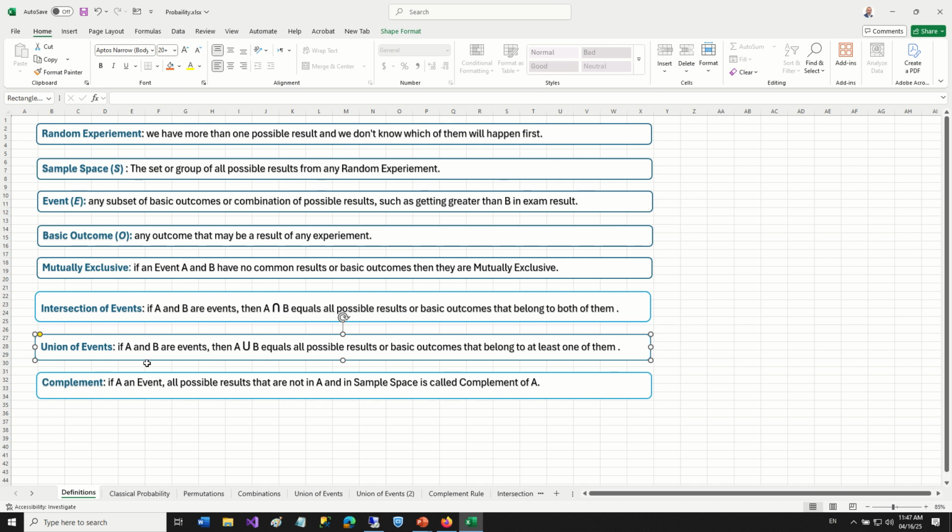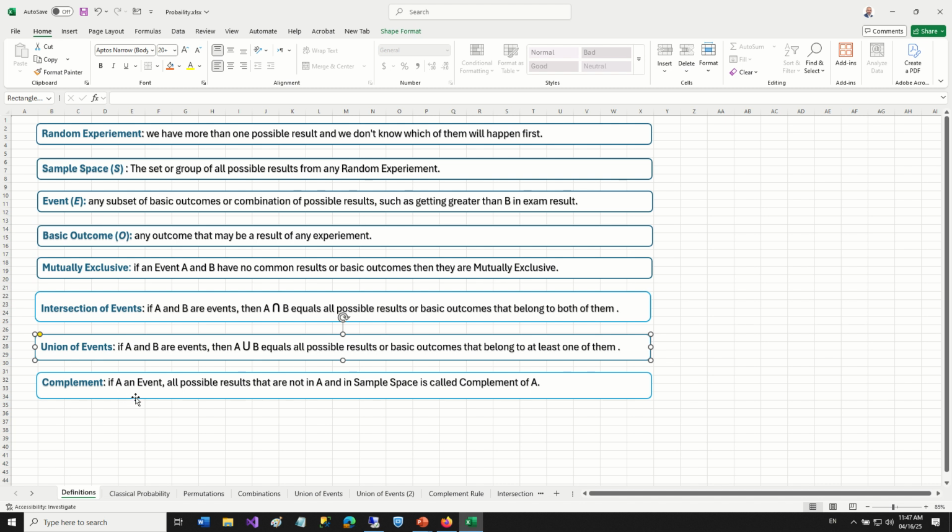Union: if A and B are events, then A union B equals all possible results or basic outcomes that belong to at least one of them. So it is not a shared area between two events. It is the combination. Now we are getting the result. You can say that all the possible results that may happen in here and here, or at least one of them.